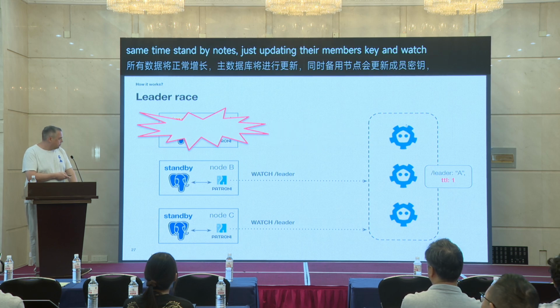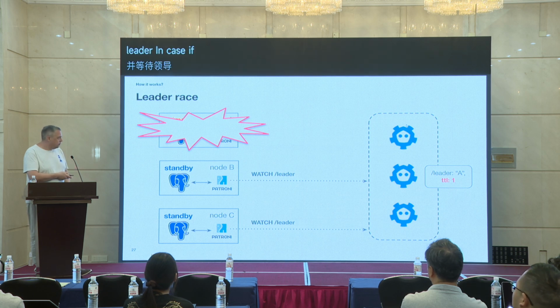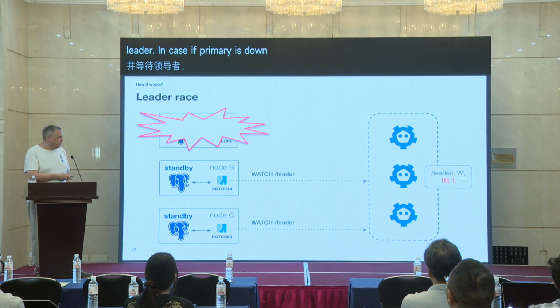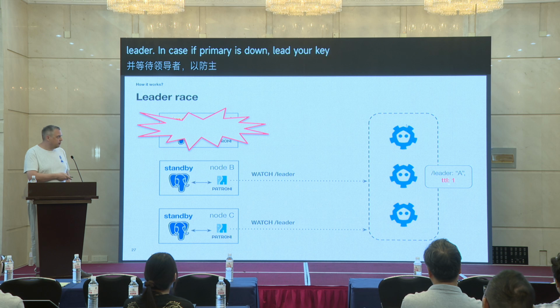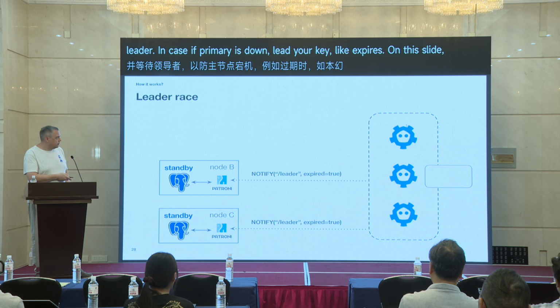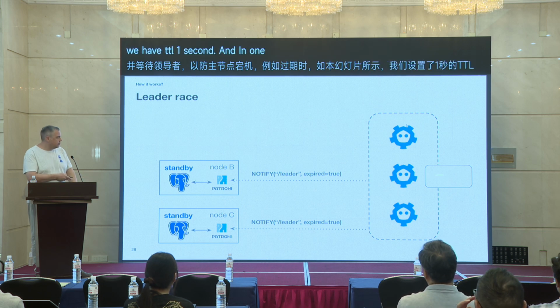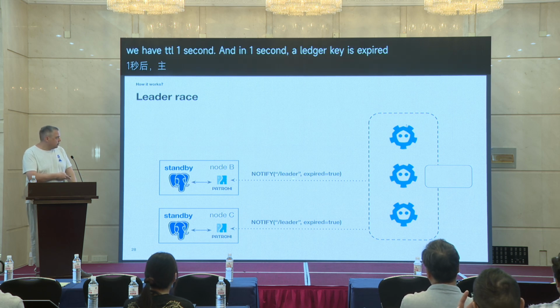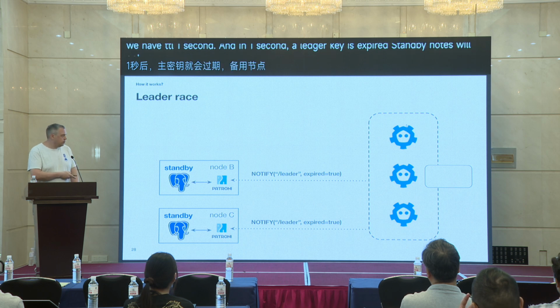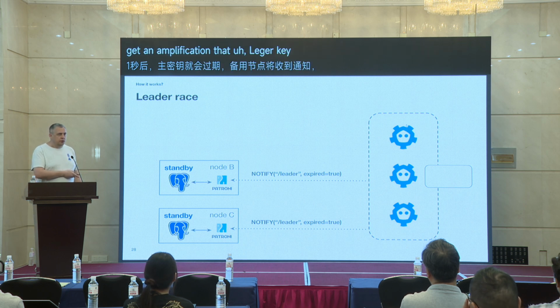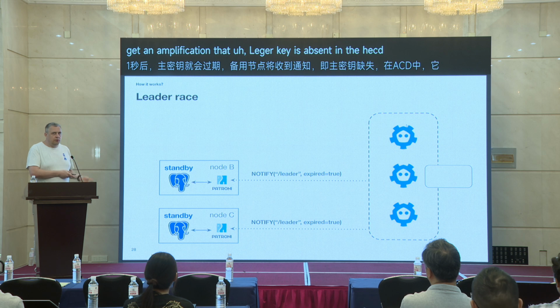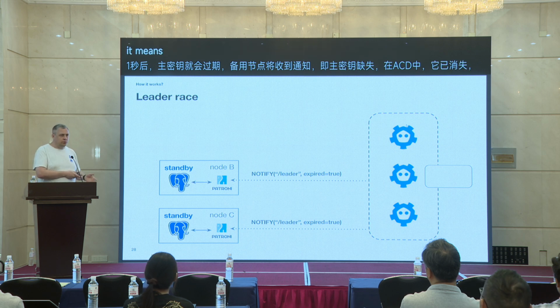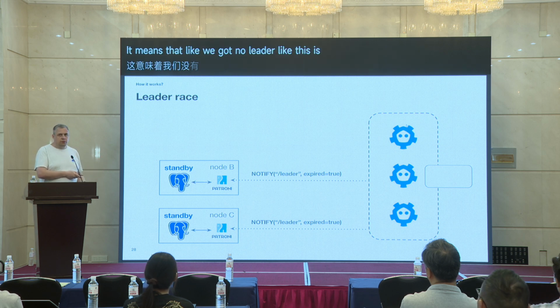In case the primary is down, the leader key expires. On this slide we have a TTL of 1 second, and in 1 second the leader key is expired. Standby nodes will get a notification that the leader key is absent in etcd. It's gone. It means that we have no leader. This is how Patroni detects failure of the primary.